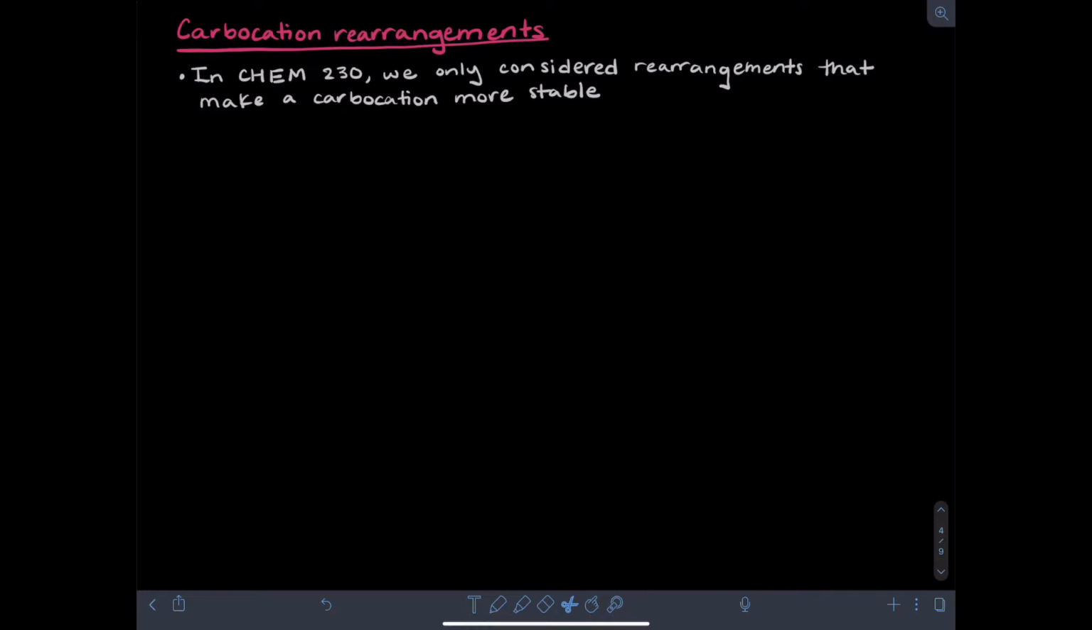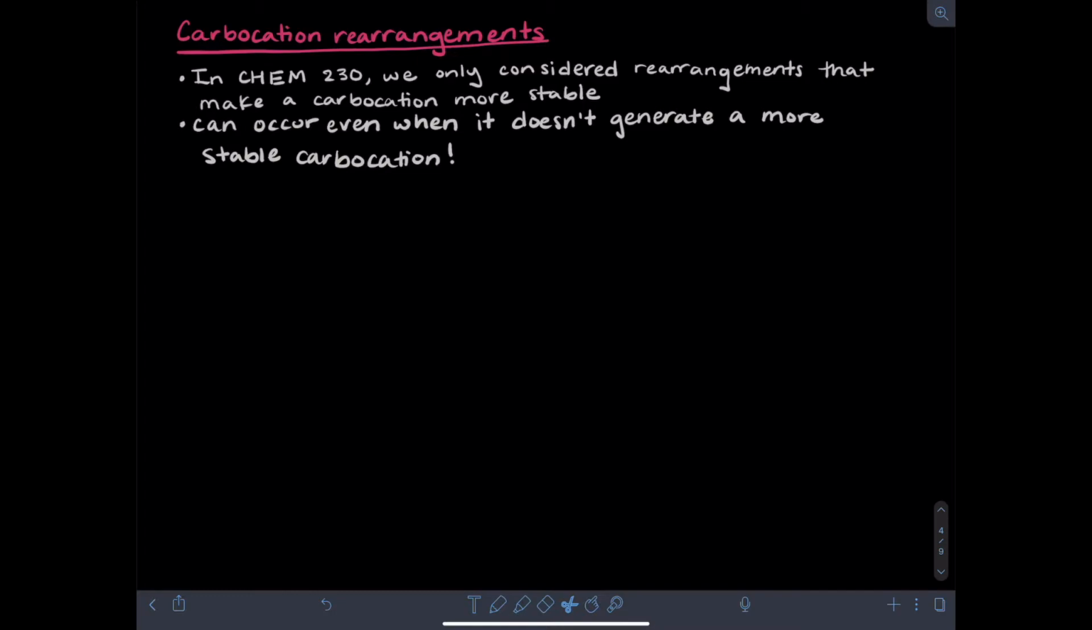A type of reaction that carbocations can undergo are rearrangement reactions. When we saw these in Chem 230, we only considered that carbocation rearrangements would occur if you make the carbocation more stable. For example, if you started out with a primary carbocation and had a rearrangement to form a tertiary one, that would be favorable because it would make the carbocation more stable. In reality, carbocations are extremely reactive, and carbocation rearrangements can occur even if they don't make a more stable carbocation.